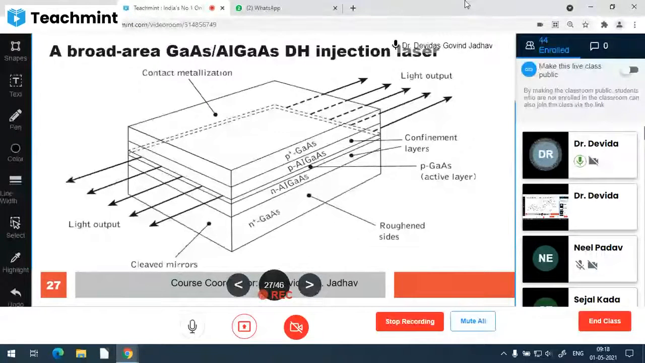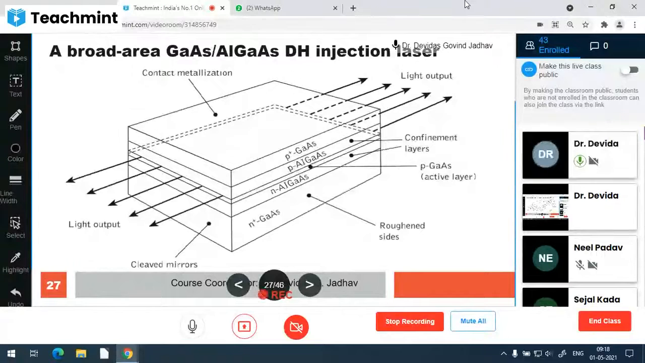Conduction state electron is a free electron, which readily transits from a higher energy state to a lower energy state after interacting with the external photon, and it emits energy equal to the photon energy. So all this is possible by making this type of structure.